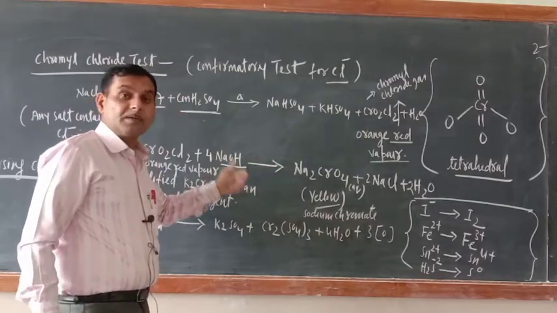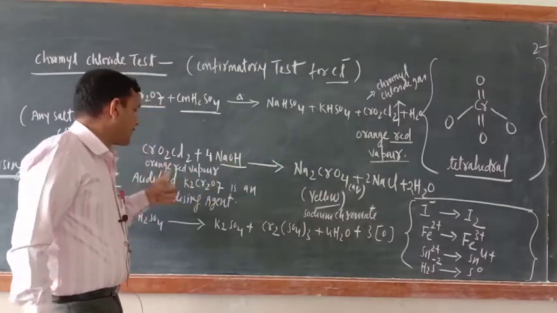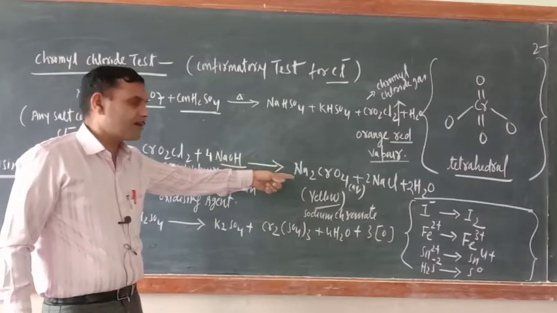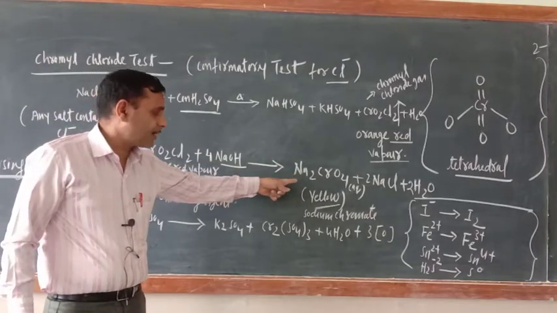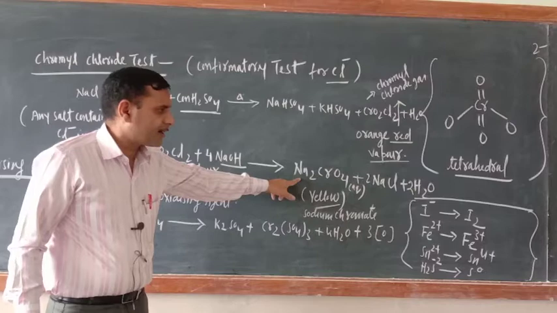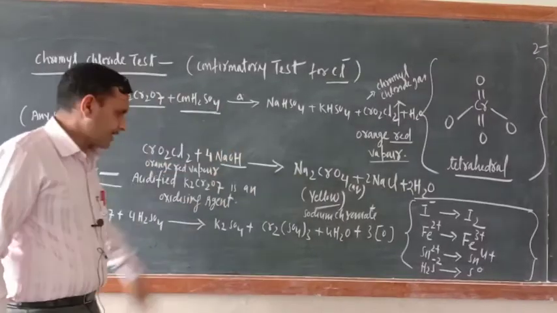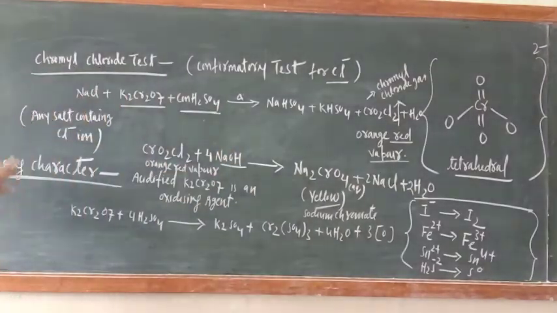Okay, it will be converted into yellow color. Why will it be converted? NaOH will be converted into yellow color due to the formation of sodium chromate. Okay, so this is the chemistry. Now in this way, almost the chemical property of K2Cr2O7 is over. The most important property is oxidizing character.